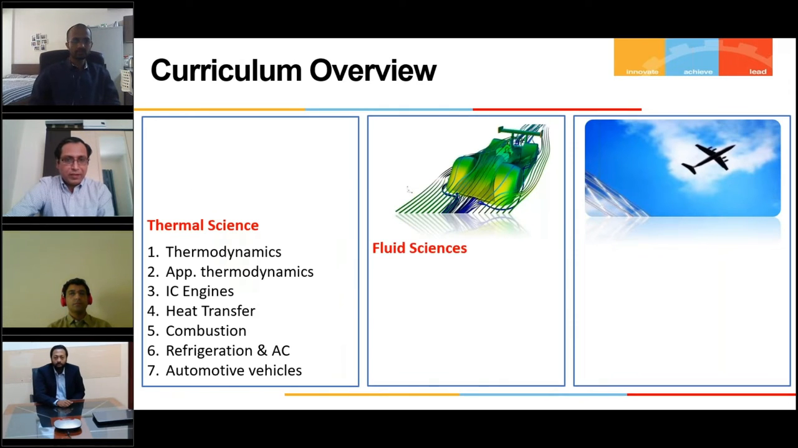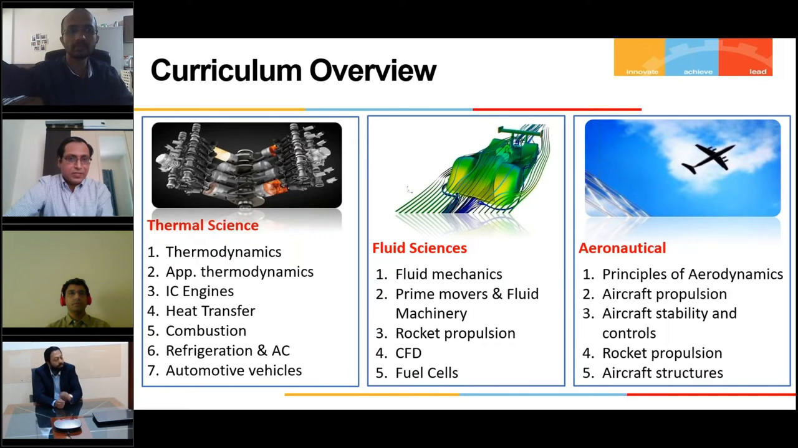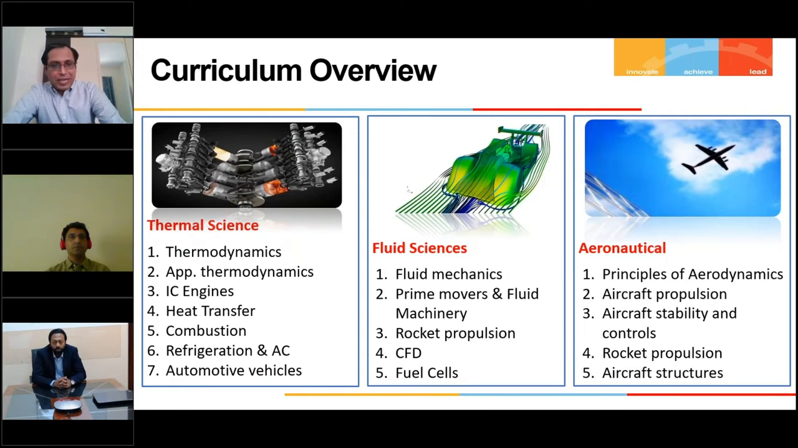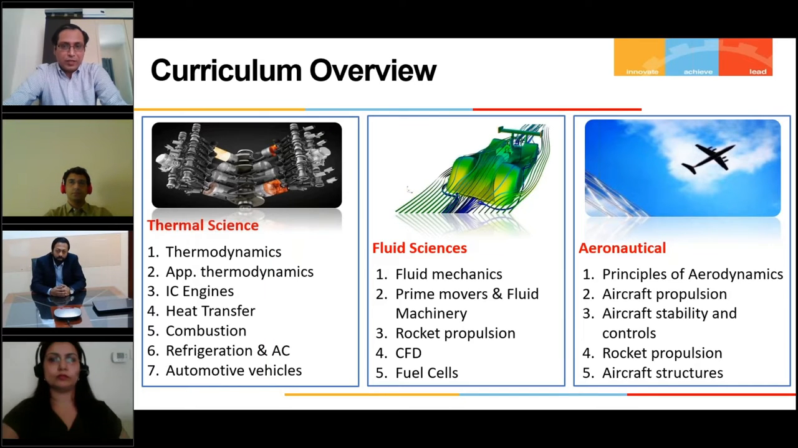So continuing with that, what I'm showing here are 3 other major specialization areas. Thermal science, particularly looking at the thermal aspect of mechanical engineering, and fluid sciences, where we deal with the fluid flow. And aeronautical, like I said, we do offer certain courses, for example, rocket propulsion. This is already offered as an elective in our department right now. But once we get the minor course structure approved by the Senate, there will be many more courses in this particular field.